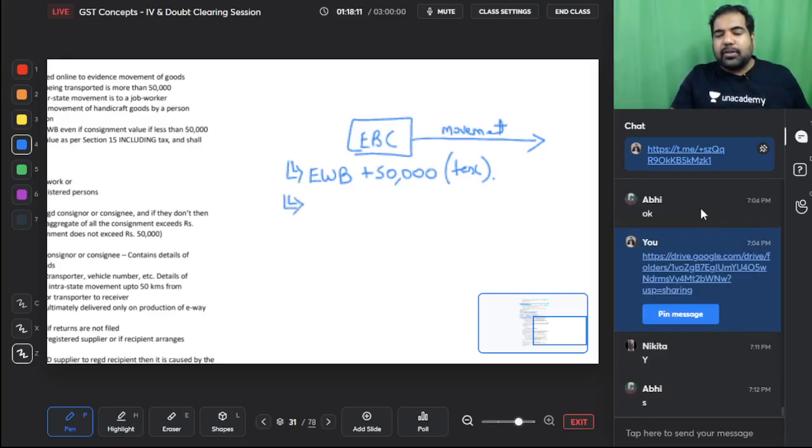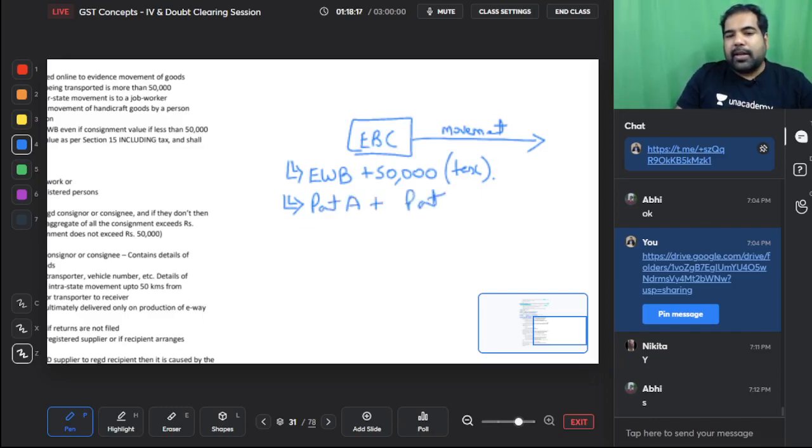Next, guys, this e-way bill has two parts, part A and part B. Part A has all the details of the supplier, the recipient, etc. What are the goods, what is the quantity, what is the value. And part B has all the transporter's details, who's transporting, what is the vehicle number. Part B also has the vehicle number, which is one of the most important things.